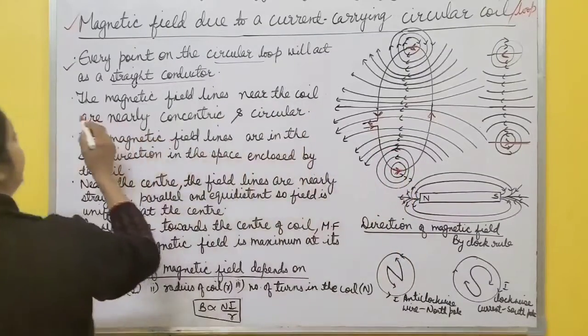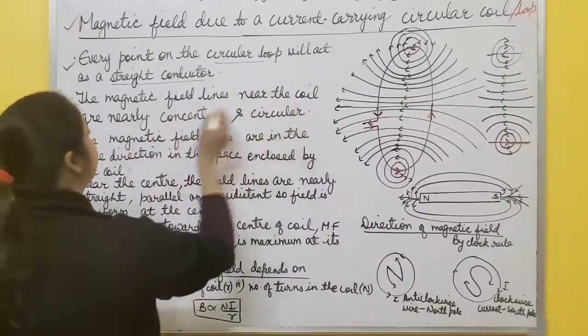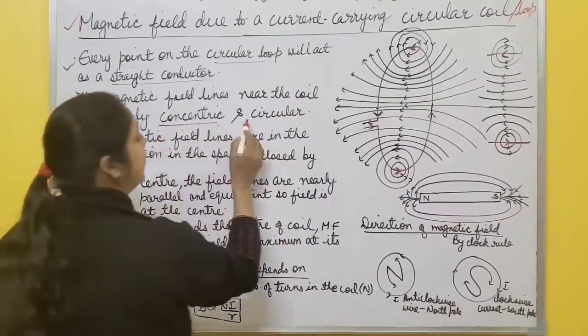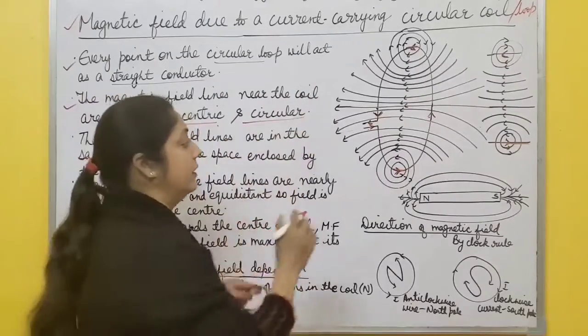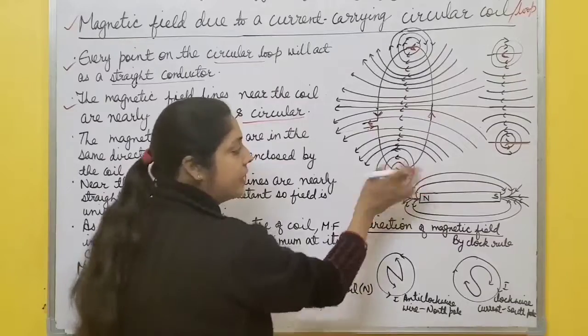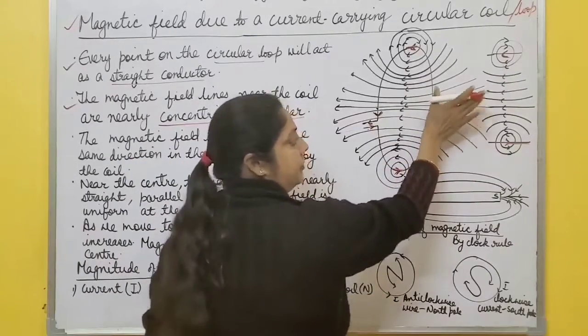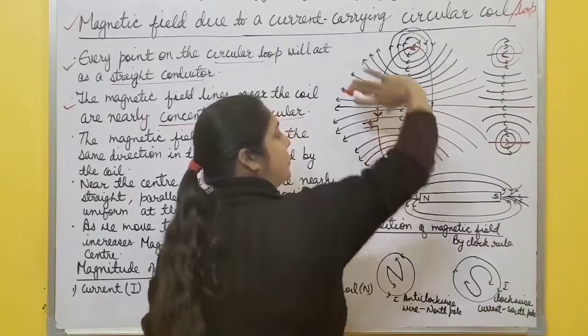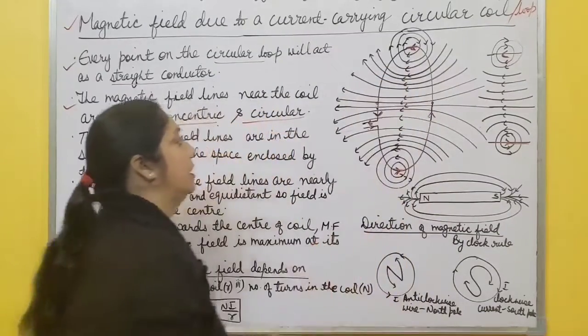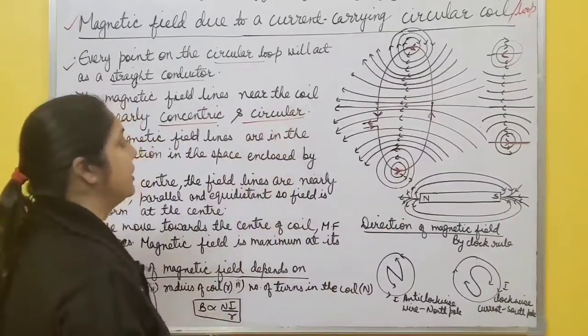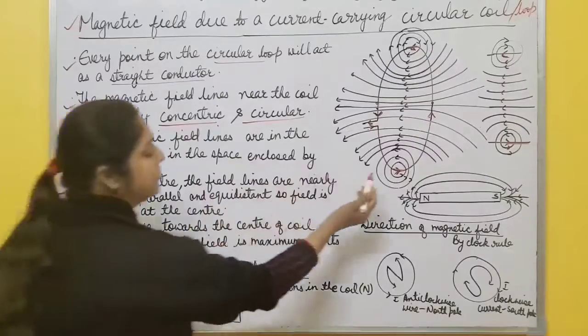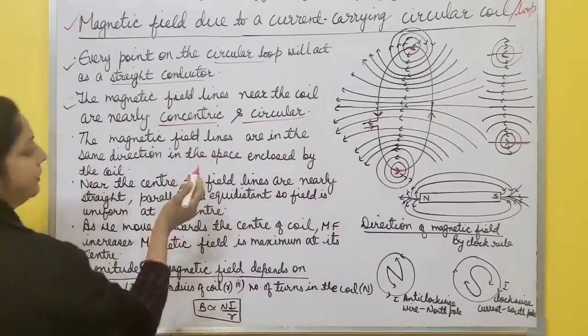So the second point is that magnetic field lines near the coil are nearly concentric and circular. Near the coil, they are concentric, circular rings. At every point, at this point also, you find the direction of the magnetic field. So from this observation, what happens as you move away from the coil?